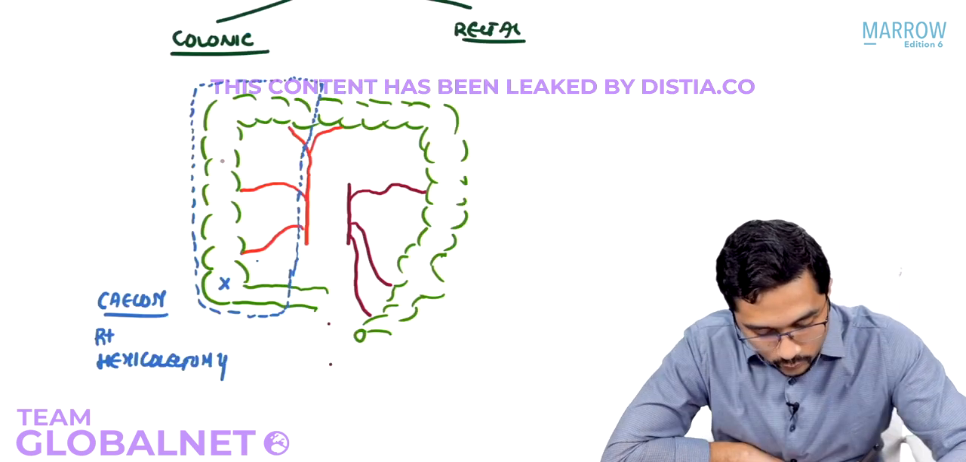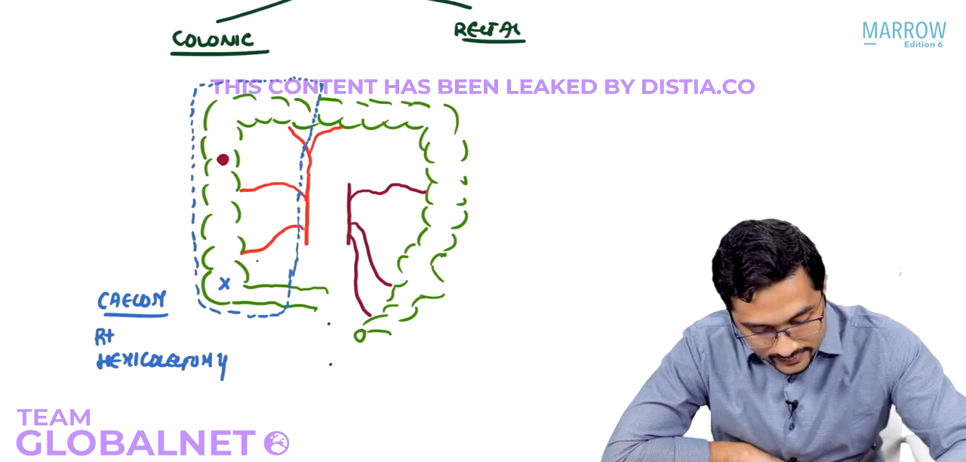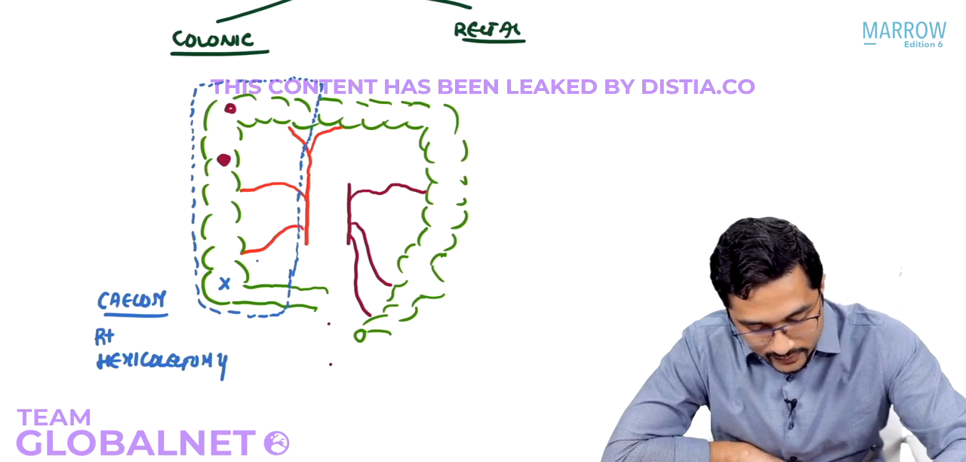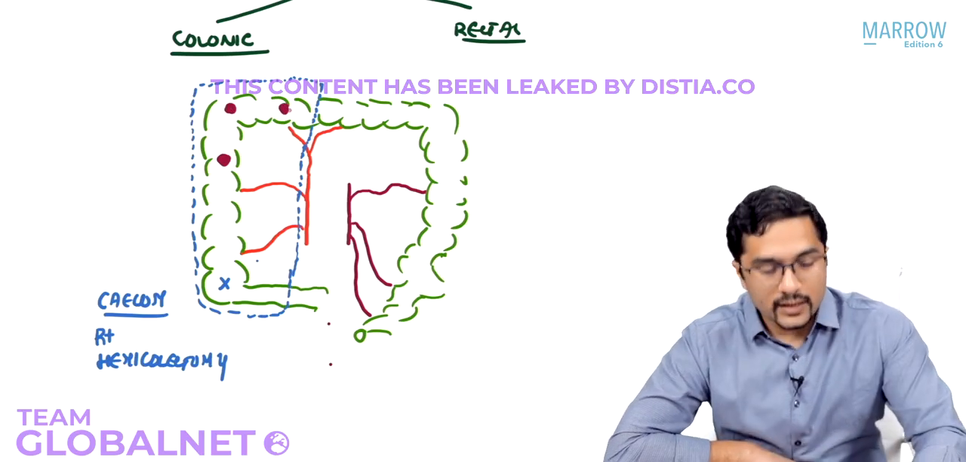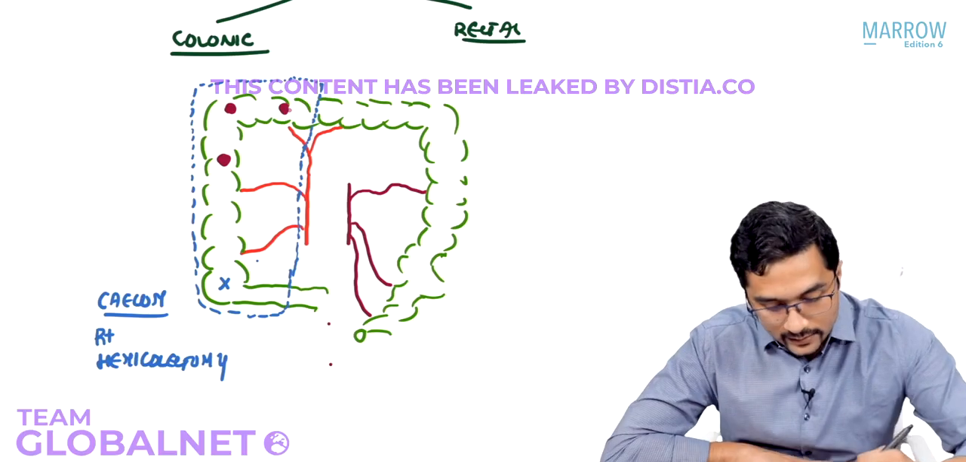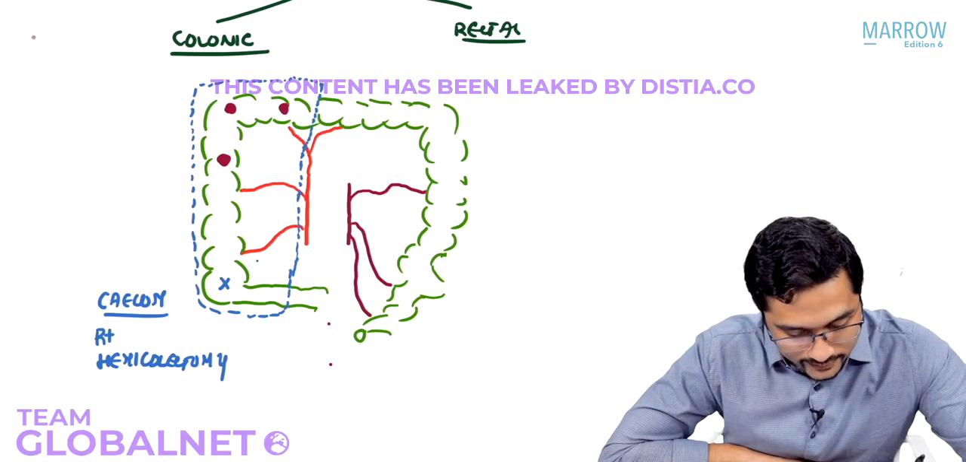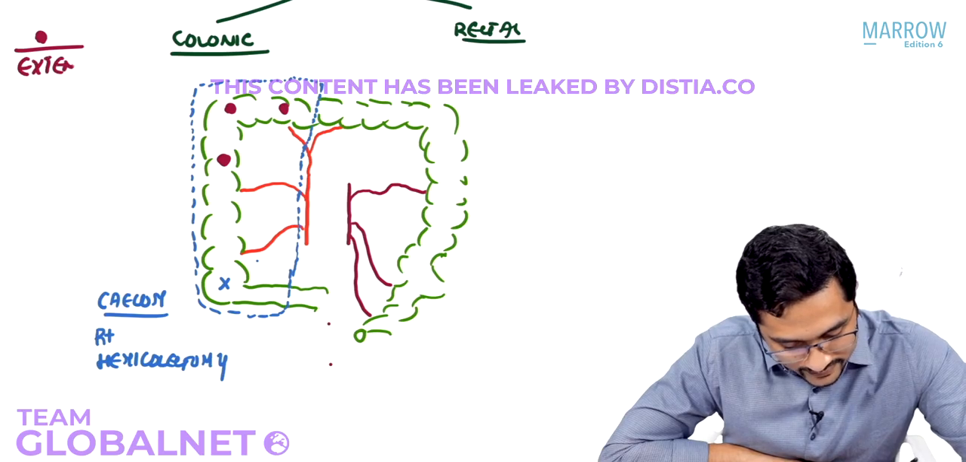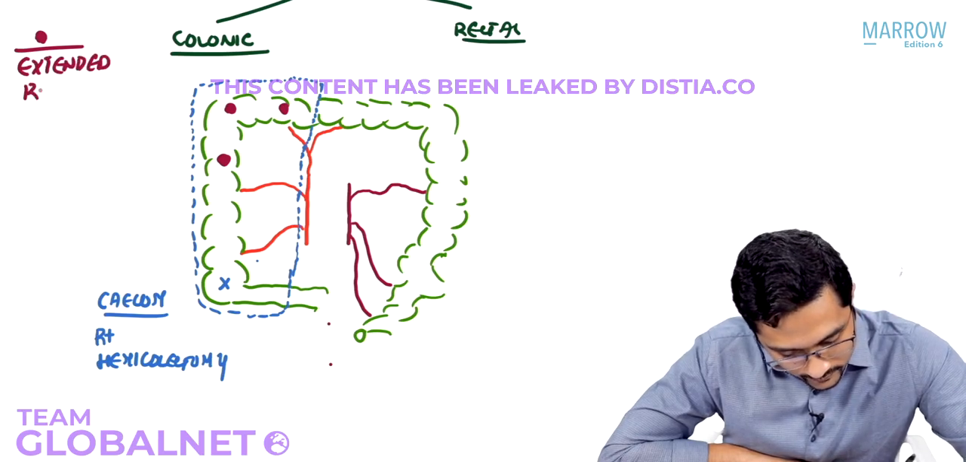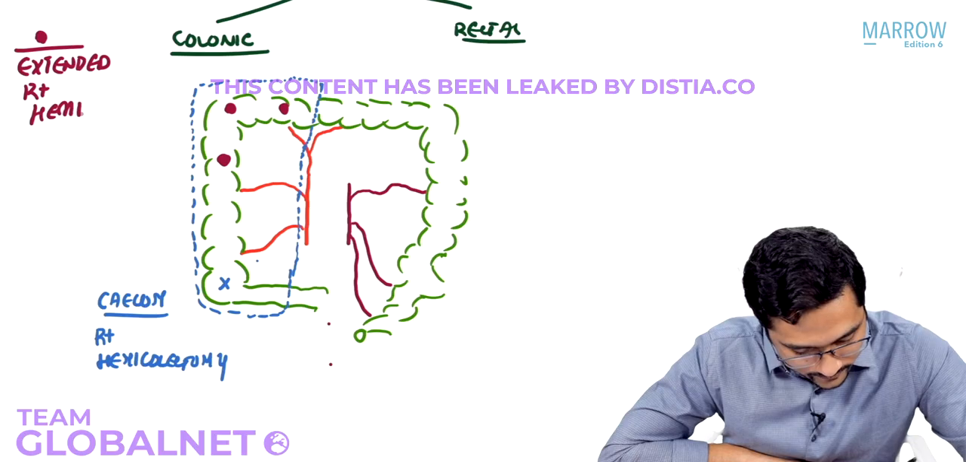Supposing the tumor is now present in the ascending colon, in the hepatic flexure, or in the transverse colon, in these three scenarios, we will carry out an extended right hemicolectomy.